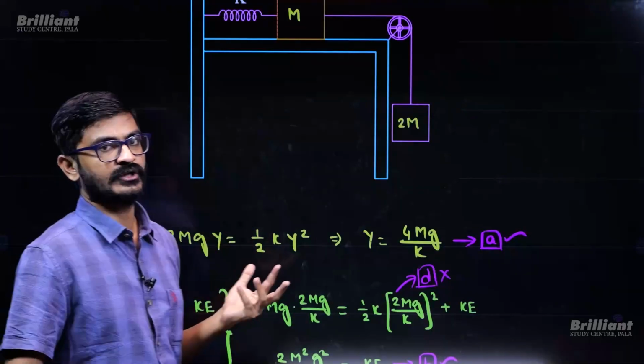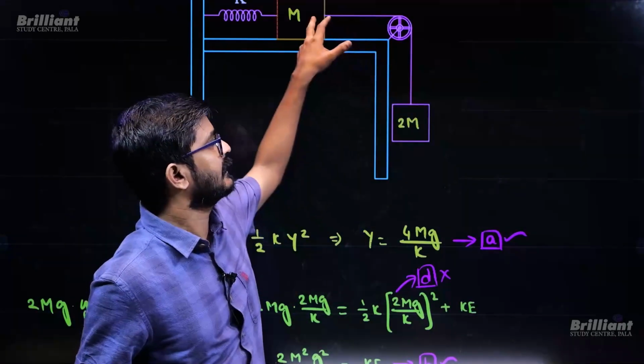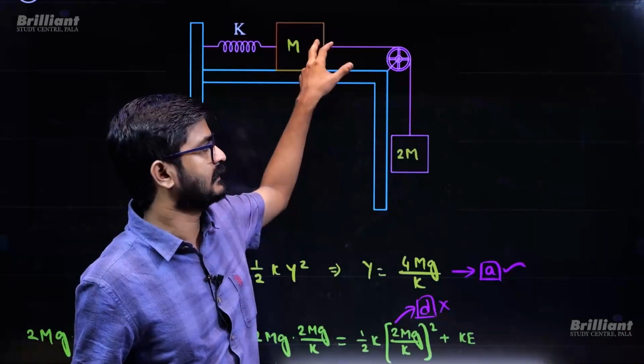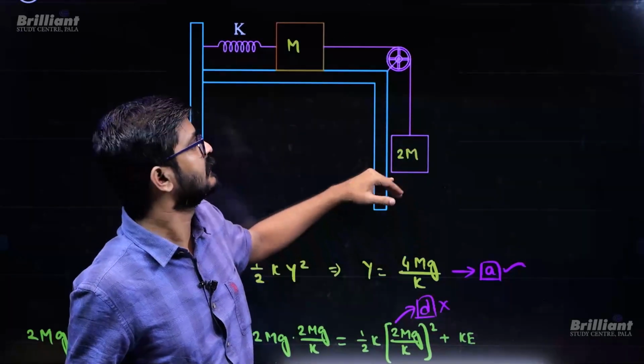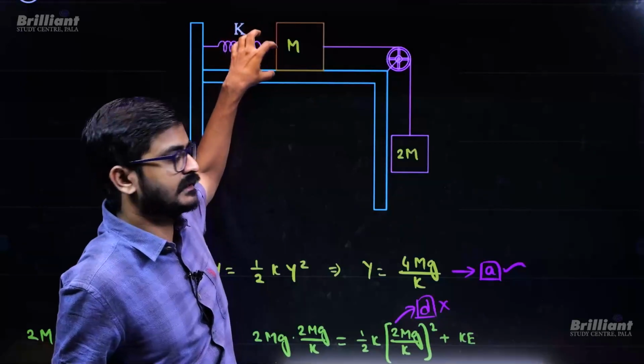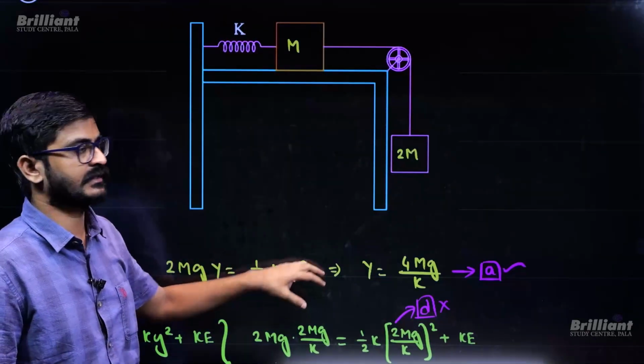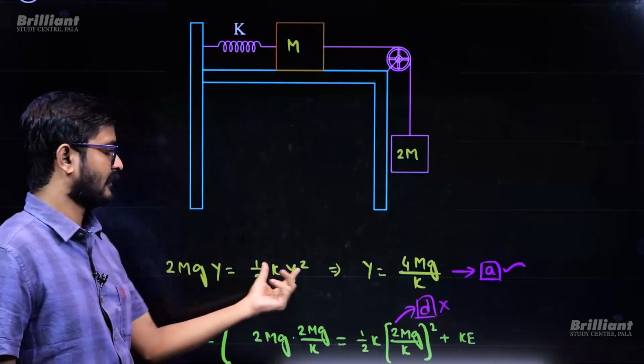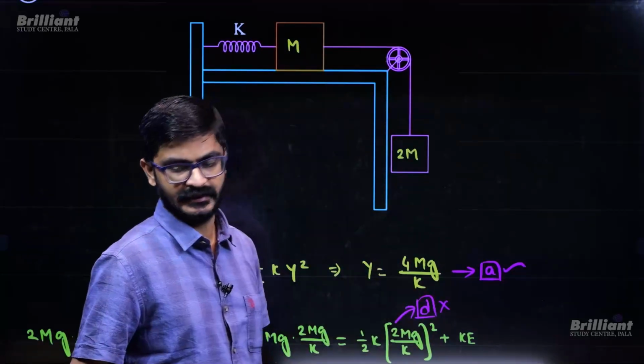Where is that drop in potential energy going? This is neither gaining kinetic energy, because at the maximum extension kinetic energy is 0. So whatever drop in gravitational potential energy, it will be going as increment in potential energy of the spring, half k into Y square. If this goes down by Y, this one will expand by Y. So maximum extension is going to be 4mg by k.